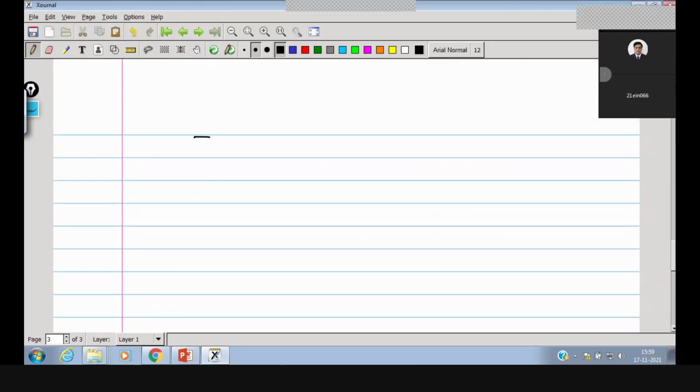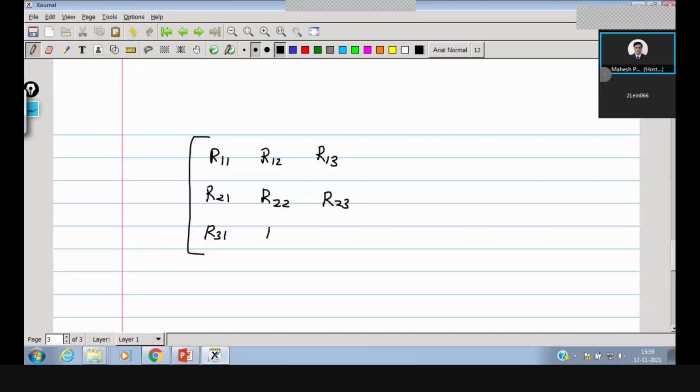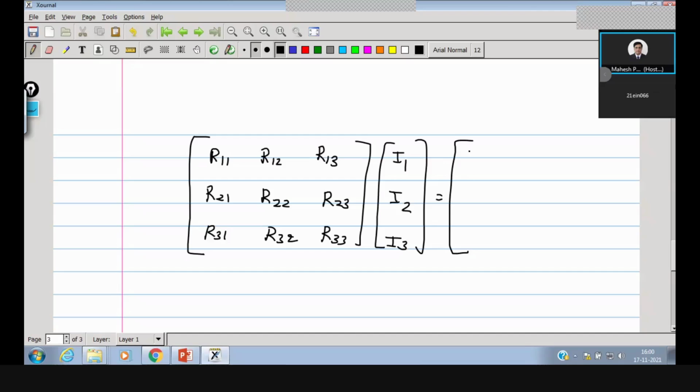In general form, we can write R11, R12, R13. Similarly, R21, R22, and R23. Similarly, we can write R31, R32, and R33 with unknown values of current I1, I2, and I3, with known voltage sources of E1, E2, and E3.